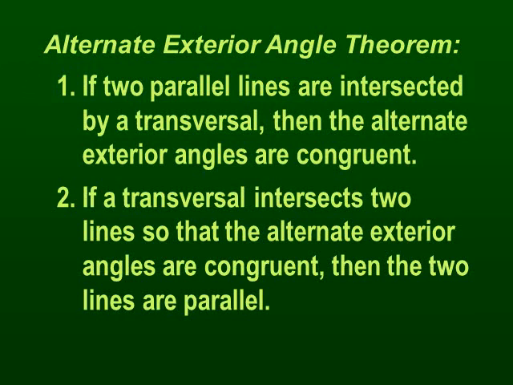So the two conditions of the biconditional statement: if two parallel lines are intersected by a transversal, then the alternate exterior angles are congruent. And if a transversal intersects two lines, so the alternate exterior angles are congruent, then the two lines are parallel. So part 1 is proven on page 228, part 2 is not.